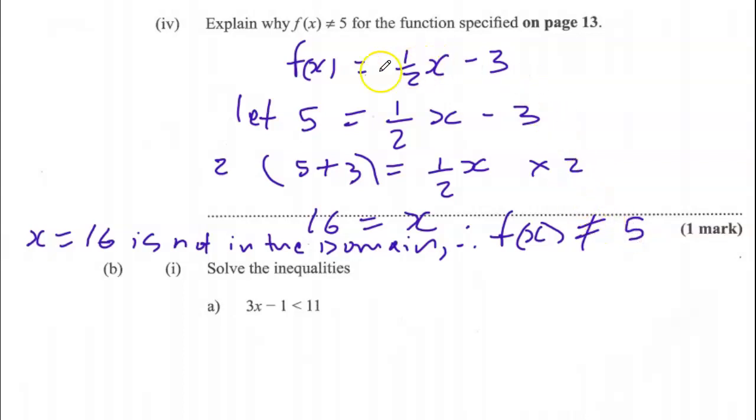Alright? Because for f of x to be equal to 5, x would have to be 16. Notice if x is 16, half of 16, that's 8. 8 minus 3, 5. Alright? But so therefore f of x cannot be 5, because 16 is not a part of the domain. So that's our solution. Part B.